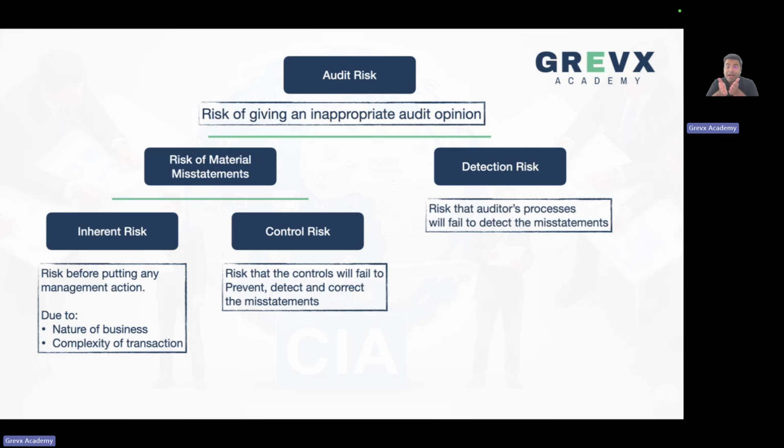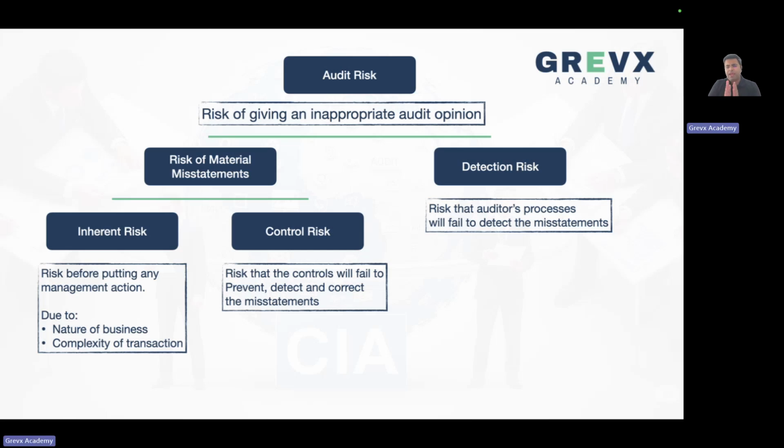A risk that auditors' procedures will fail to detect the misstatements. That is what is detection risk, right? So we have understood the audit risk, we have understood inherent risk, we have also understood control risk.